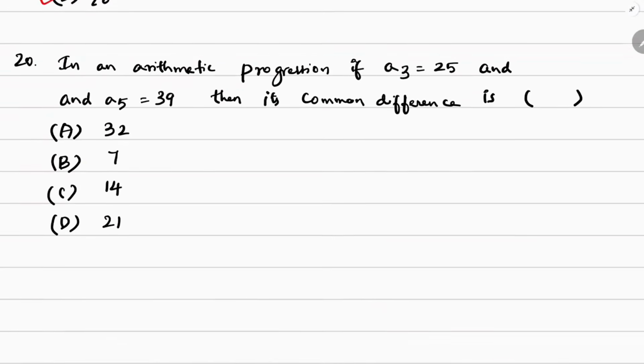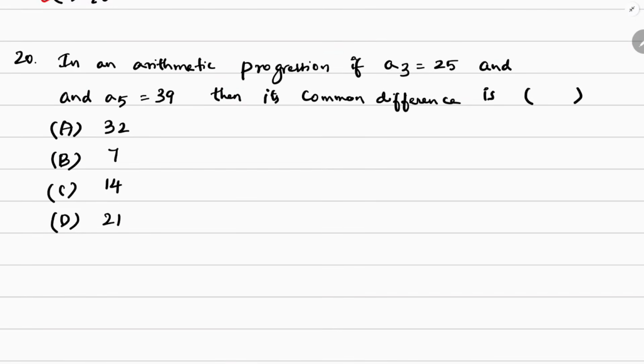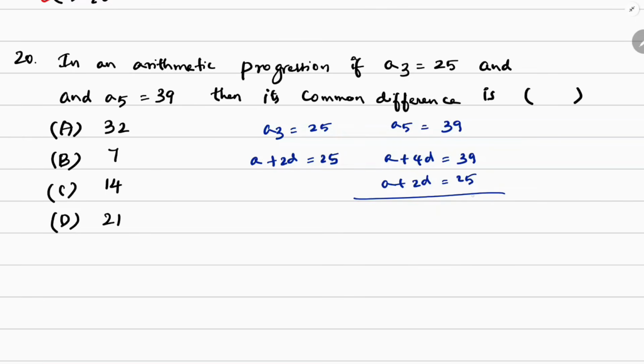Next one. In an arithmetic progression, A3 is 25, A5 is 39. A5 is A plus 4D, and A3 is A plus 2D. So if we eliminate both, A will get cancelled. 4D minus 2D is 2D, and here it is 14. So D is 14 by 2, D is 7. So the correct option is B.